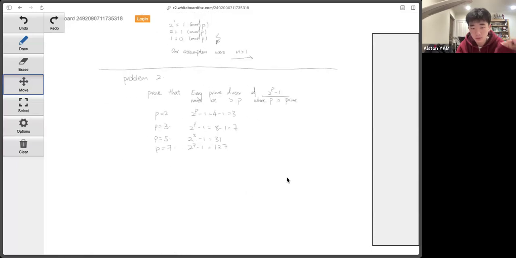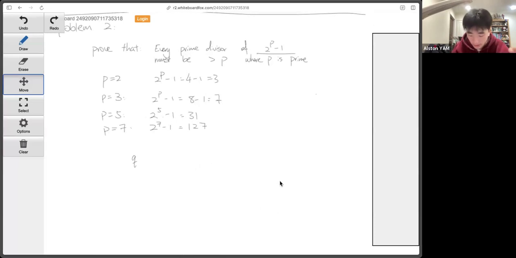It's telling you to prove something. So maybe what we can do is set an arbitrary prime, I'll call it Q. Q can be a prime divisor of 2 to the p minus 1. And we're just trying to prove that Q is greater than p. So that is what we want to prove.